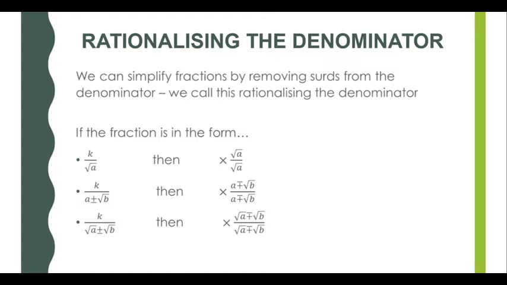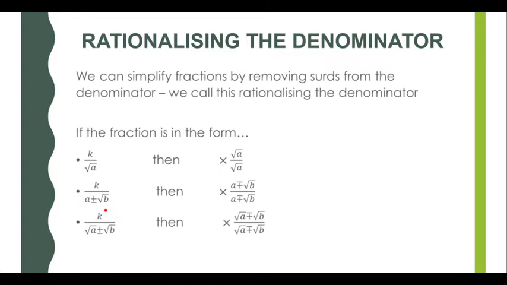If the fraction is in the form k over a plus root b, then we multiply the top and bottom by a minus root b. If it's k divided by a minus root b, then we multiply by a plus root b. So we multiply the top and bottom of the fraction by what's on the denominator, but with the opposite sign between the number and the surd.